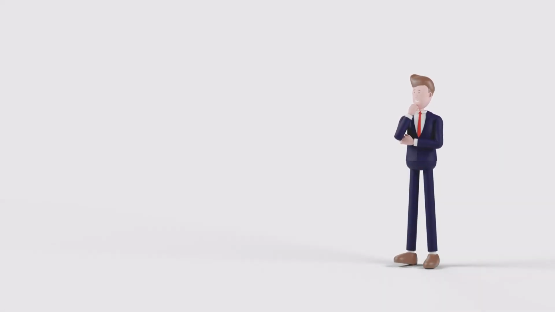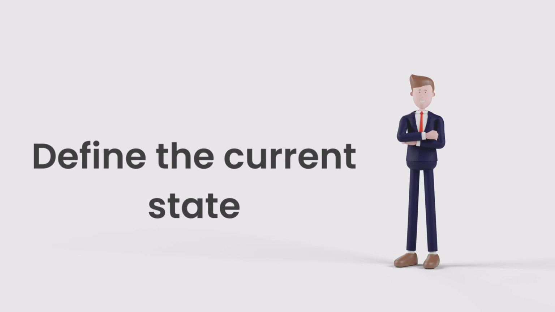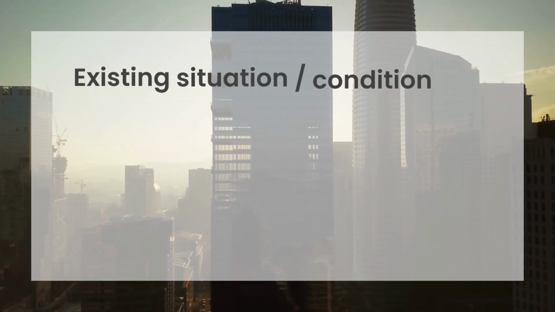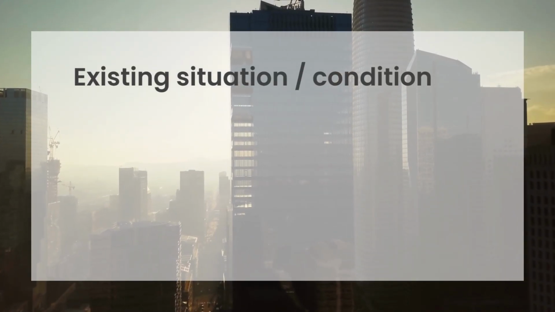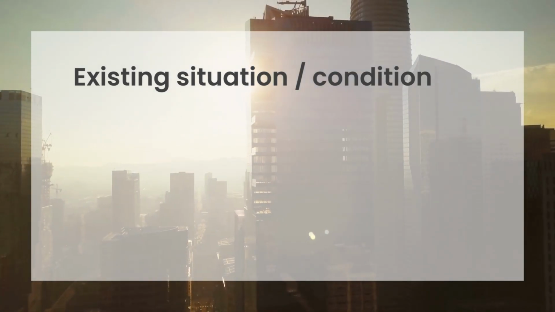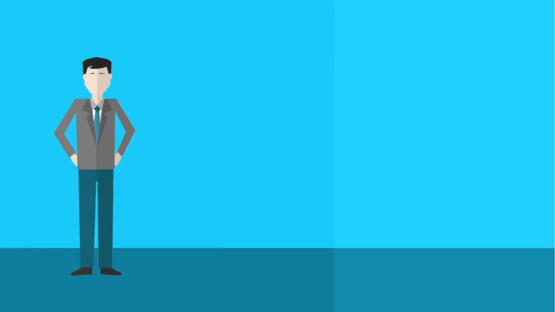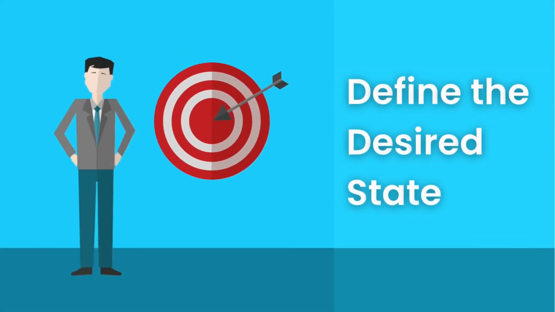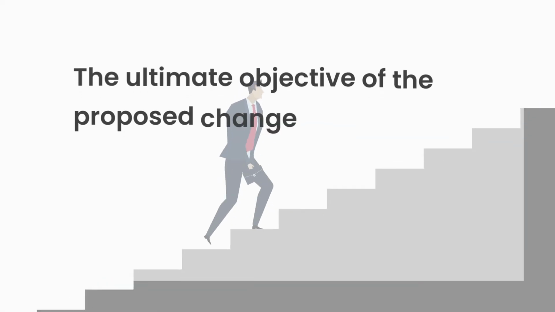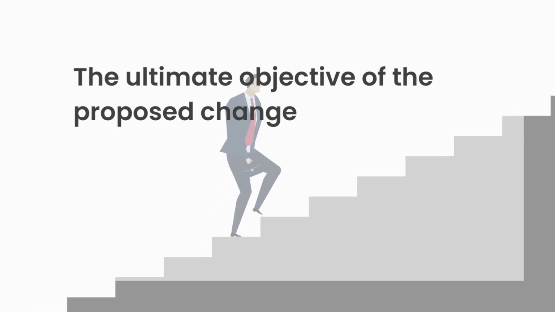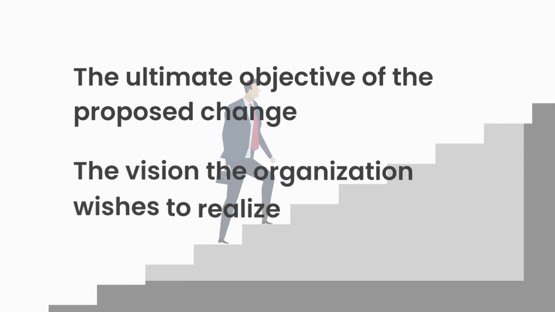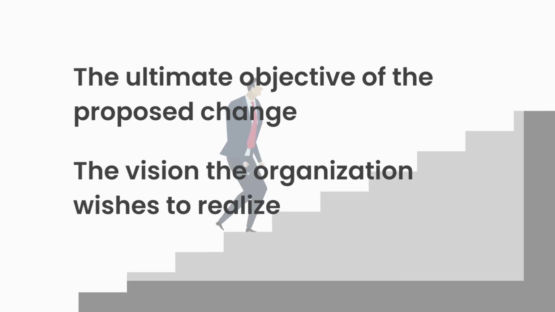To conduct a force field analysis, one must first define the current state. This is the existing situation or condition before any changes are proposed. It is the baseline against which all future changes will be measured. Next, define the desired state. This is the goal, the ultimate objective of the proposed change. It is the vision that the organization wishes to realize.